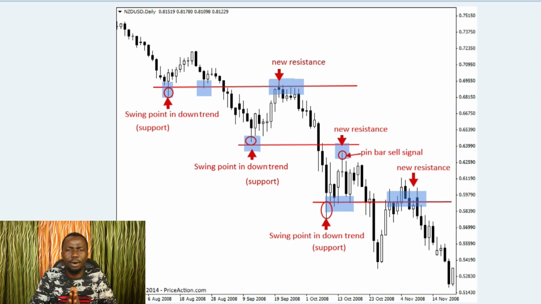So that is why I always told you that whenever a support level is broken, that support level tends to become a resistance level, and when a resistance level is broken, that resistance level tends to become what? A support level. So this is how you trade the support and resistance level.